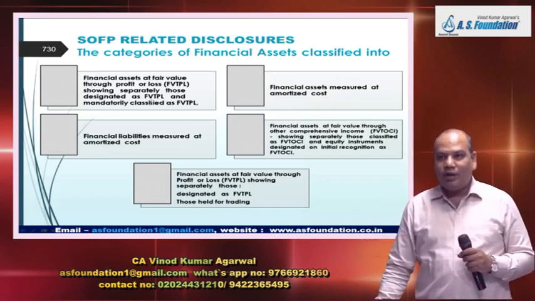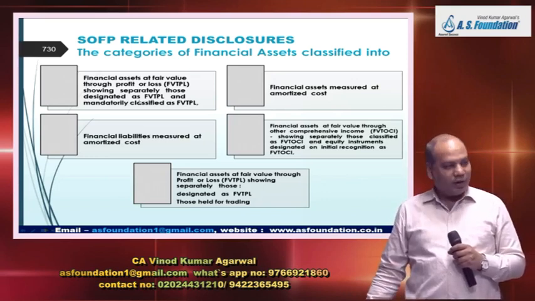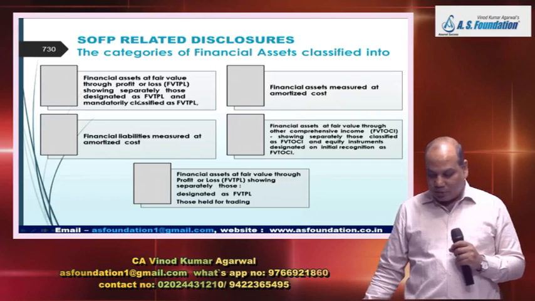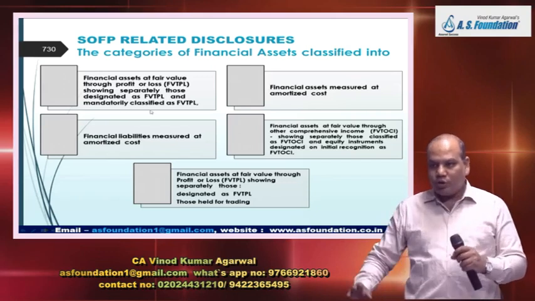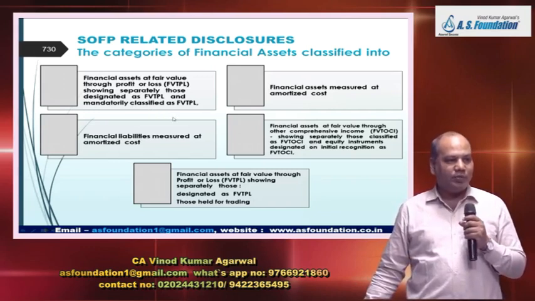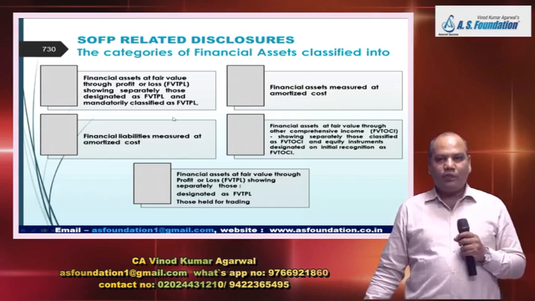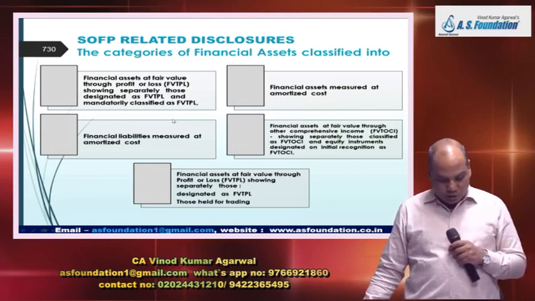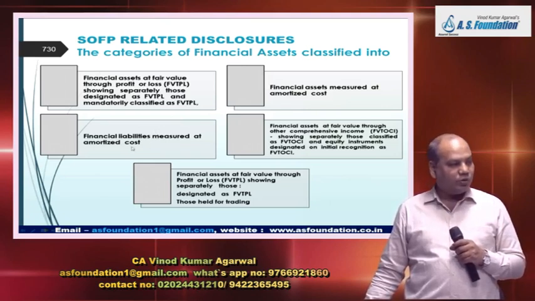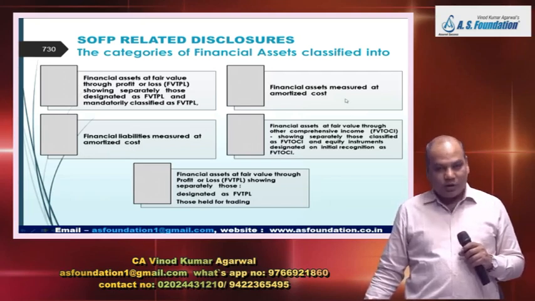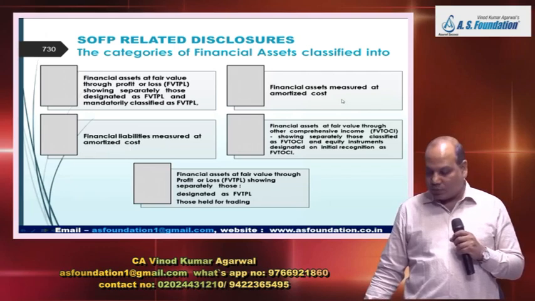Those which are mandatorily classified as FVTPL because of their nature, and those which are designated as FVTPL by the company. So FVTPL instruments will be shown in two parts. Then financial liabilities which are measured at amortized cost will be shown separately. Financial assets which are measured at amortized cost will be shown separately.